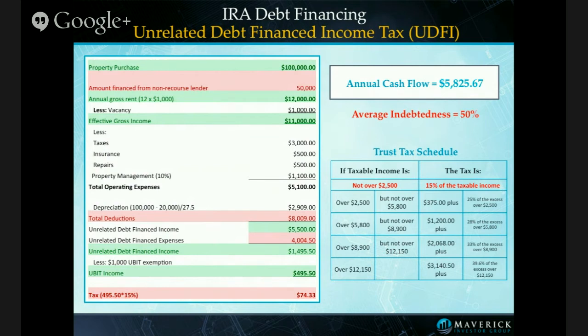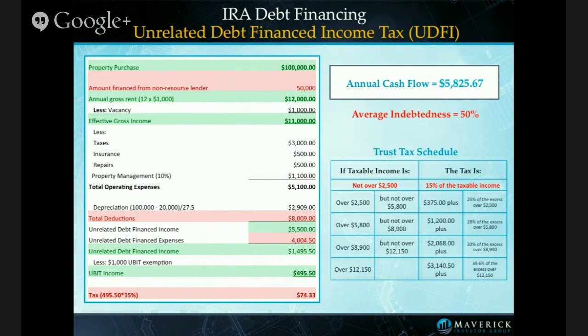So one of the things that I learned from Mike on this that is really interesting, I had heard of UDFI and UBIT tax, that if you use leverage inside your IRA and get financing, you can be subject to this type of tax for the percentage that's financed. But what's pretty incredible to me about this slide is you say, okay, I financed half of my $100,000 property. How much tax am I going to owe on the $50,000 of leverage that I used to finance half of my purchase? And on the bottom here, you see it's only $74, right? So that number was a lot smaller than I had imagined it might be on something like this.